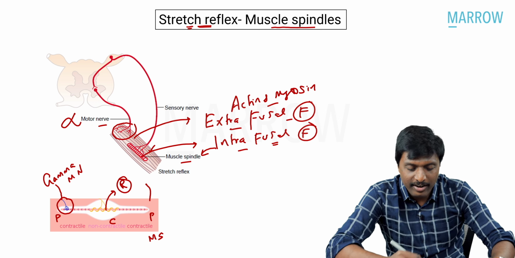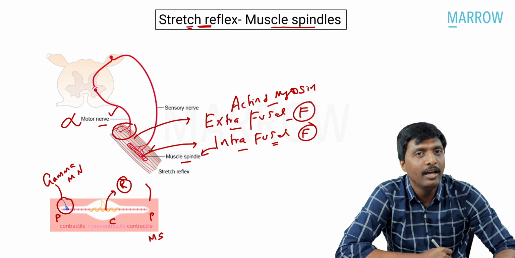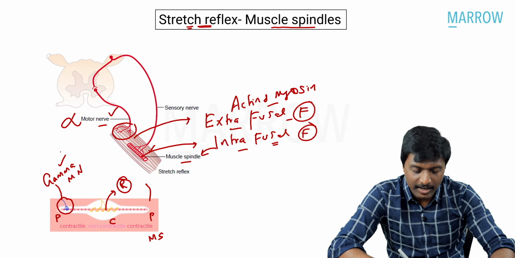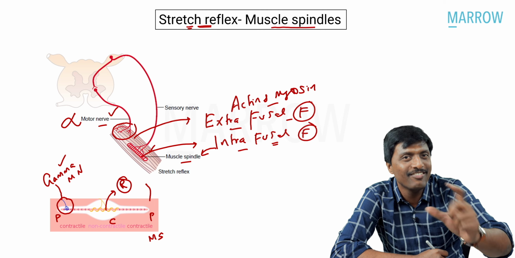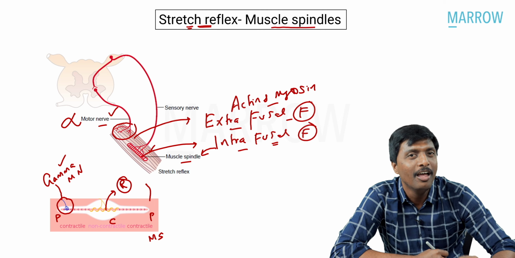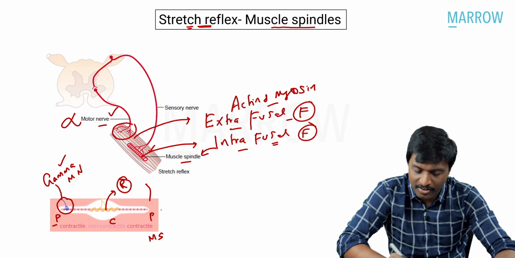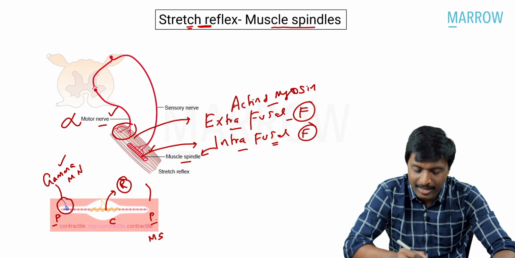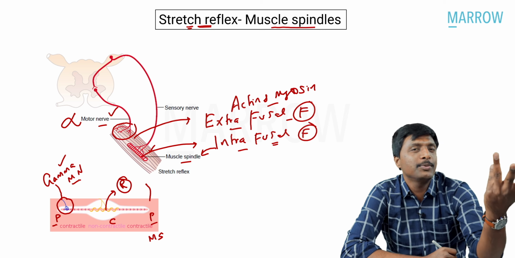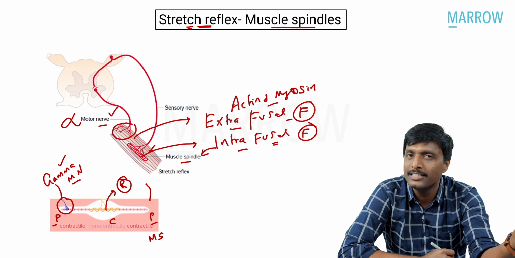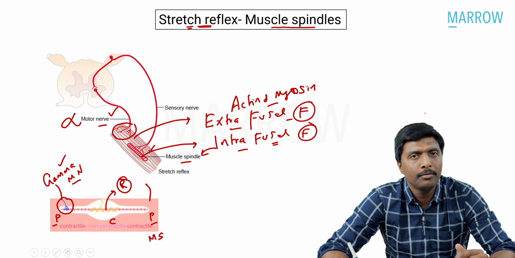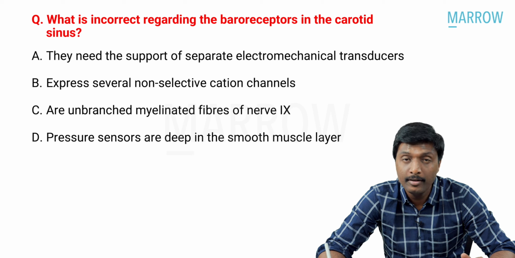Extrafusal fibers are innervated by alpha motor neuron. Intrafusal fibers are innervated by gamma motor neuron. Actin and myosin innervated by alpha motor neuron. Muscle spindles, the peripheral contractile ends, are innervated by gamma motor neuron. So this question's answer is very simple. Intrafusal fibers means muscle spindles, gamma motor neuron. Right guys. Now the next question.